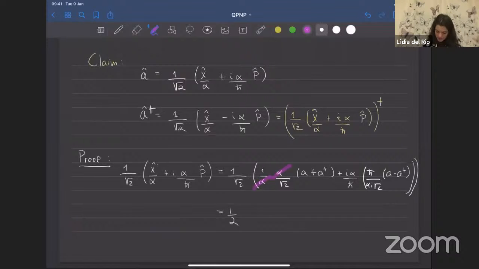These alphas cancel out. These alphas cancel out. This h bar cancels out. These i's cancel out as well. So then all we have is 1/2 of A plus A dagger plus A minus A dagger, which is just, again, everything cancels out. And now we have 2A inside and 2A on the outside, and that's just A. Okay, good. We put the hat back.